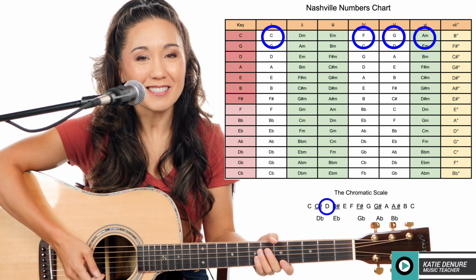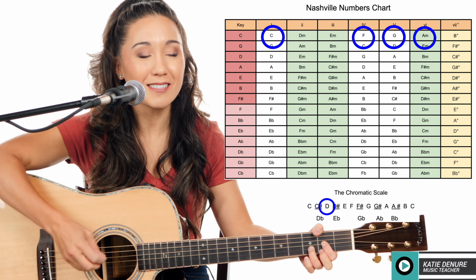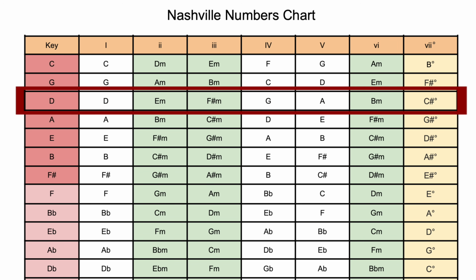Now let's go the opposite way. Let's say that there's a song that is too high for you to sing, and you want to lower the key. So instead of moving up the chromatic scale from left to right, we are going to move down the chromatic scale from right to left. Again, let's just use that example of the key of D because it's fresh in our minds, and we want to move down a half step.